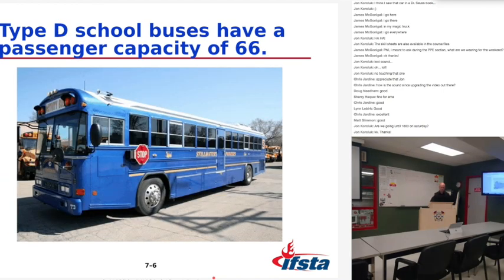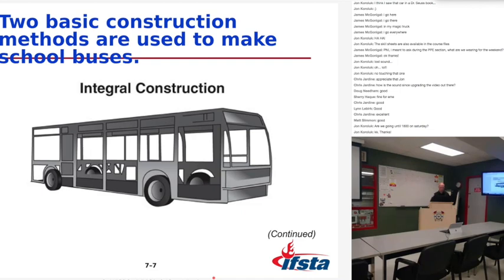Type D, full size with boxy appearance, so that's a cab over. Entry, exit door forward of the front wheels, so this would probably have emergency windows. Two basic construction methods: integral, body and chassis formed as a unit. Body on chassis, body and chassis manufactured separately and joined.